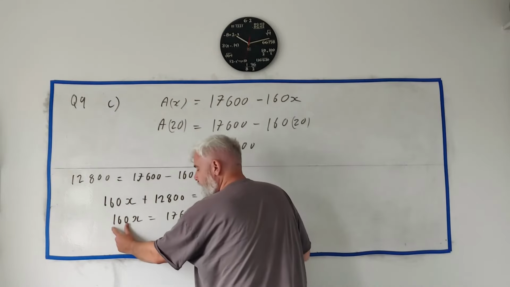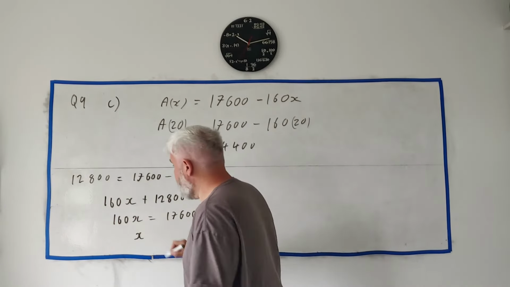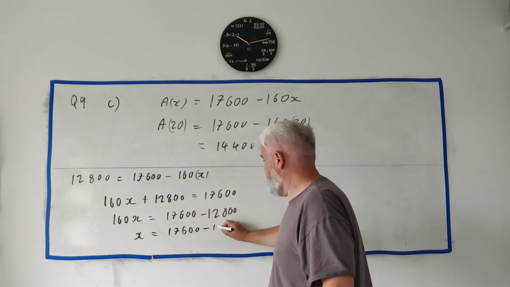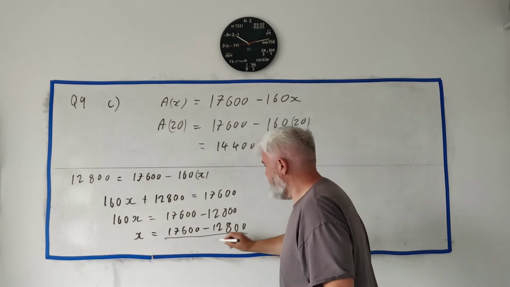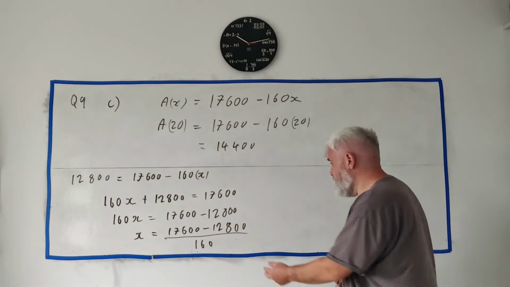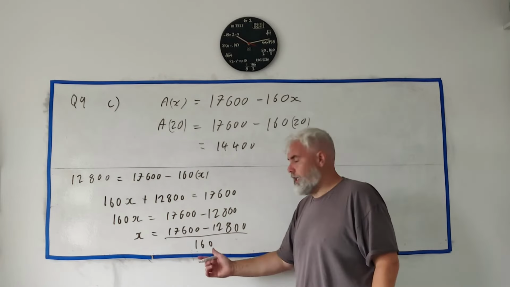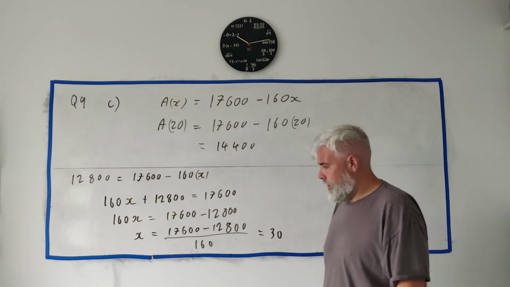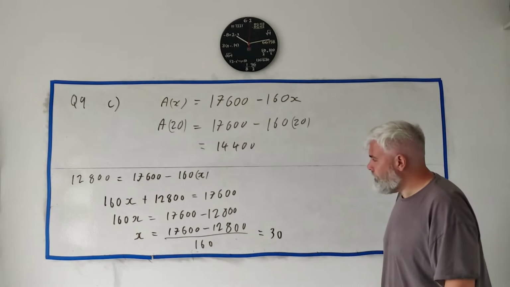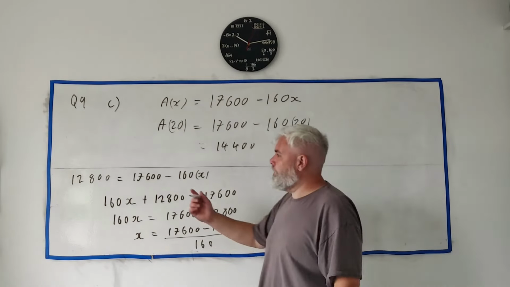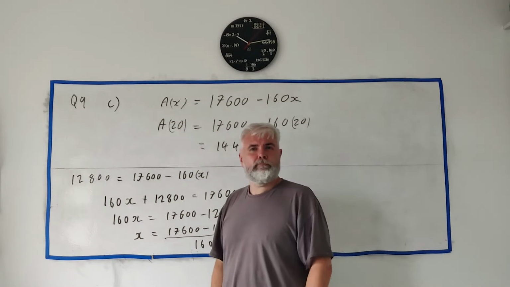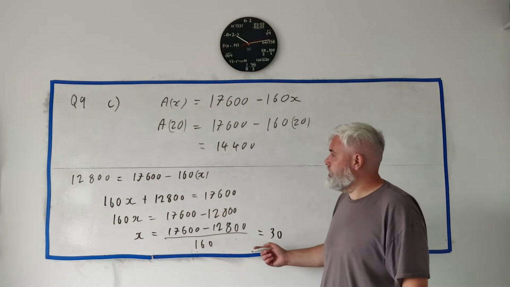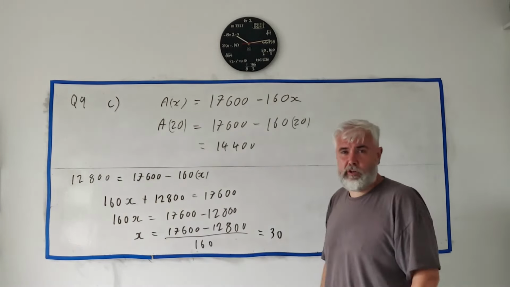And let's get rid of this 160. It's multiplying the x, so it will divide the other side. 17,600 minus 12,800, divided by 160. At this point, put it in your calculator. Double check, do it twice, do it 3 times, do it slowly. Double check your answer and you'll get 30. At least, yeah, that's what I got. So, if the ticket was €30, I'm not sure if they say euro or pounds. Euros, yeah. If the ticket was €30, they expect 12,800 people to show up.